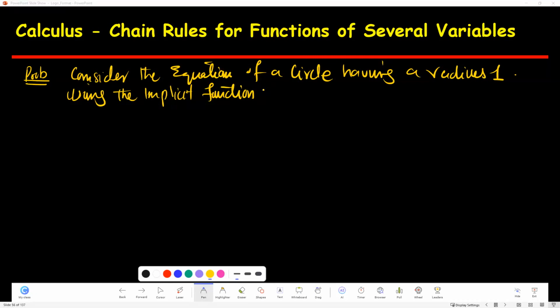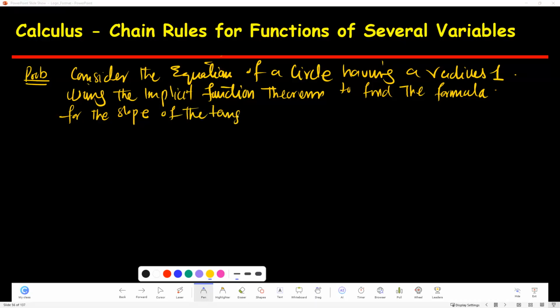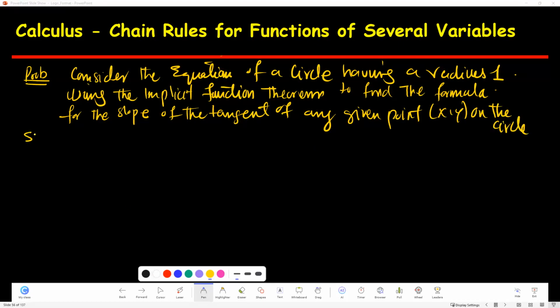Simple as that. The implicit function theorem is a shortcut to solving a function which is implicit. They are combined and cannot be easily separated. We use the theorem to find the formula for the slope of the tangent at any given point x and y on the circle. So really, they want the slope of a function.